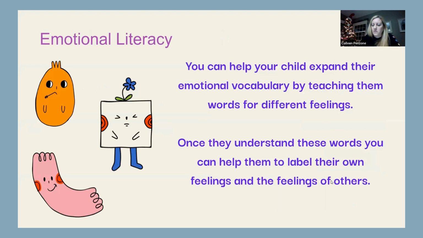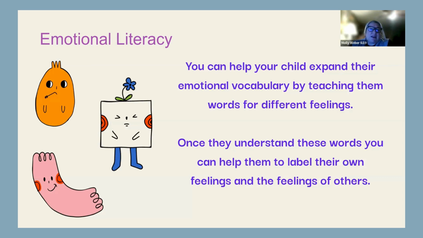Perfect. So emotional literacy, you can help your child expand their emotional vocabulary by teaching them words for different feelings. And that sometimes seems a little redundant to us as adults. If someone's sad, they're probably crying, but if your child's sad, they might not know what that word is. They're crying, they feel upset. We have to be able to tell them, oh, you're feeling sad, so that they understand what sad is and what comes with that feeling. But then the most important part is what to do with that feeling. Once they understand these words, you can help them label their own feelings and the feelings of others.